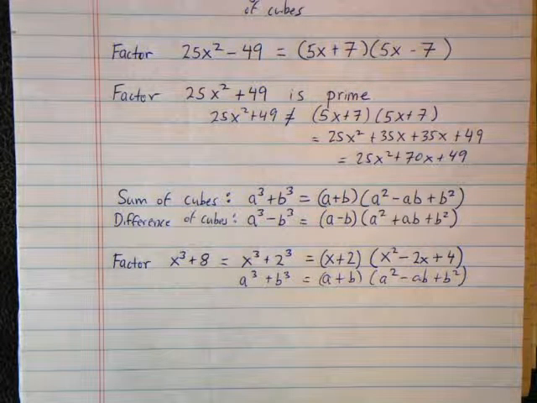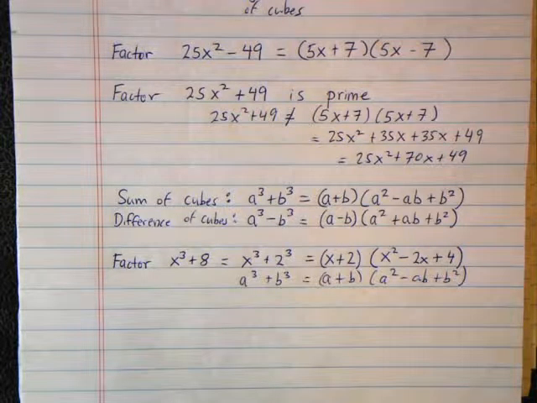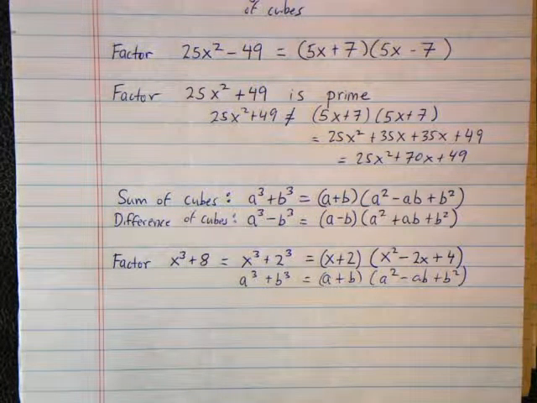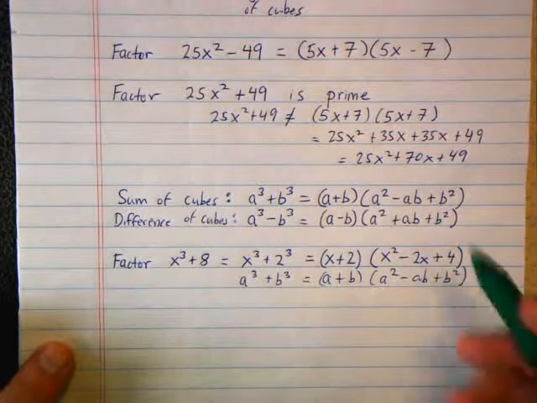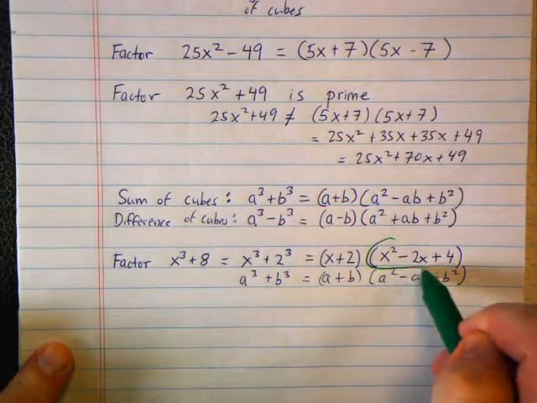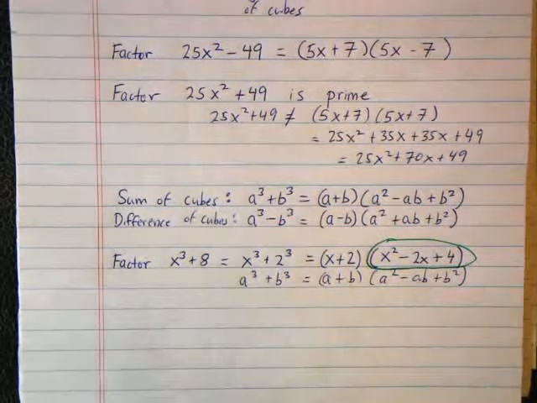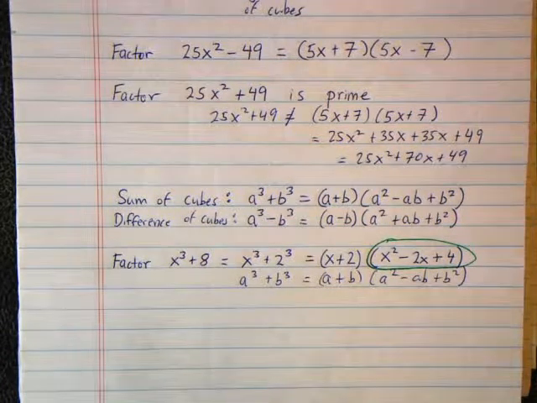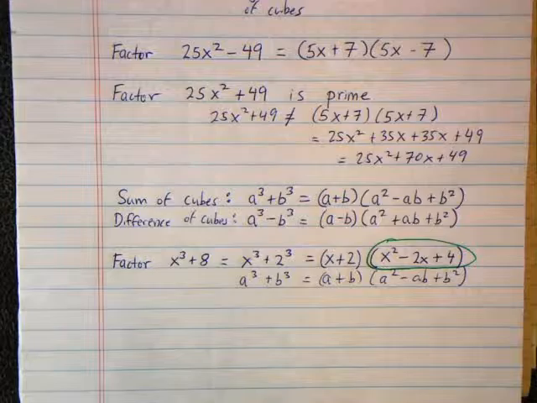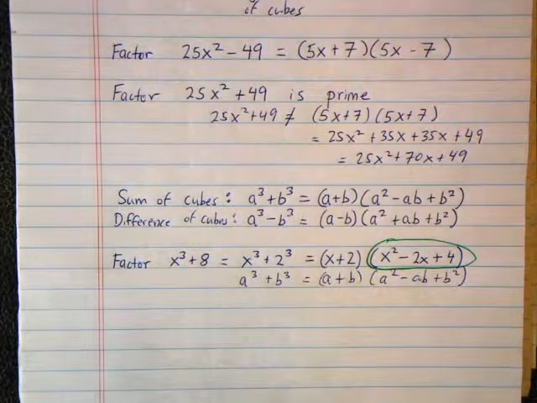Questions on that? Well, I have a question. This thing over here, that's a trinomial. It has 3 pieces. Shouldn't we factor it more? Don't trinomials factor as 2 binomials usually?